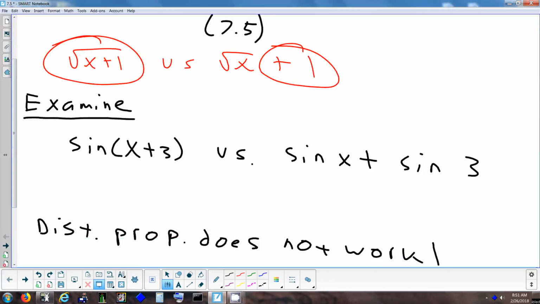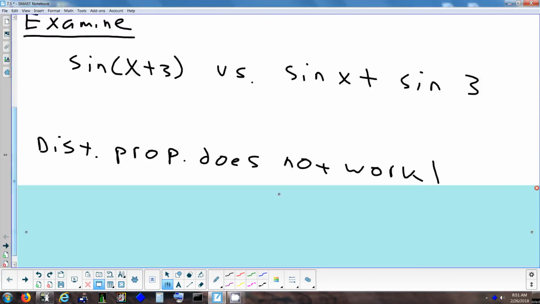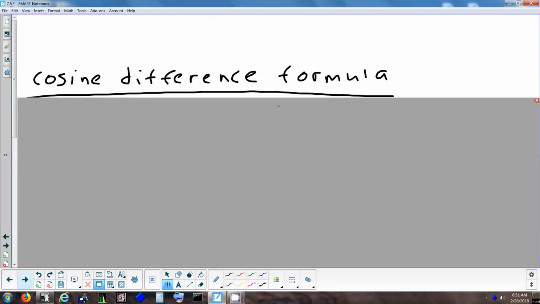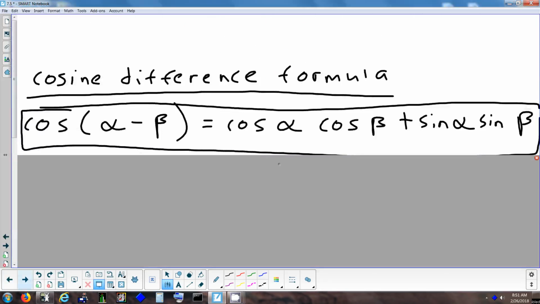If you have a number on the outside, absolutely. Not a function. So how could we deal with something like that? Well, I'm going to start off by showing you the formula for how you deal with it with cosine. And then from there, we can build up to how you would deal with it with sine and tangent. So the first one I'm going to give you, and I'm just going to give it to you, is the cosine of a difference. You definitely cannot distribute cosine.